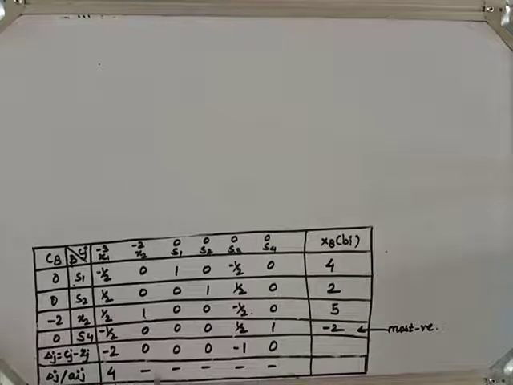Fine. So which one is our pivot column here? So this 4 gives us a pivot column. So here the intersection occurs. So this minus 1 by 2 is our pivot element.